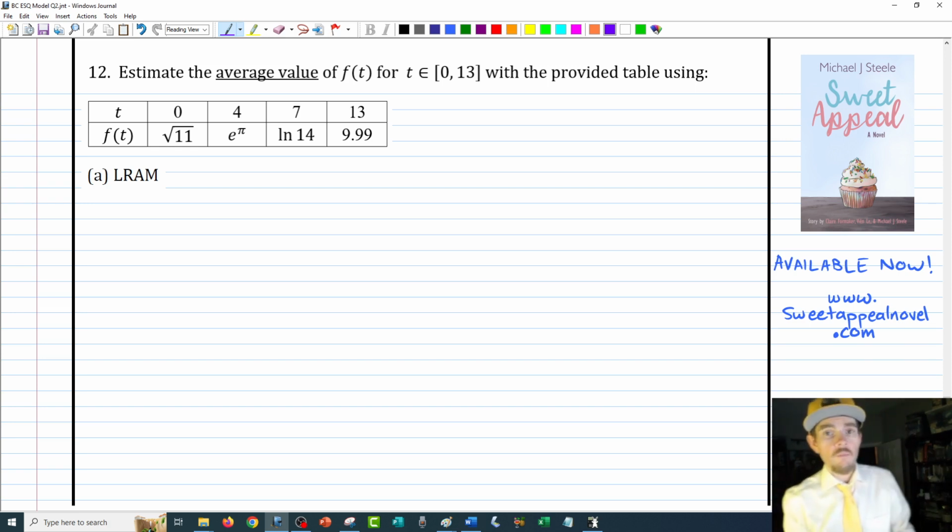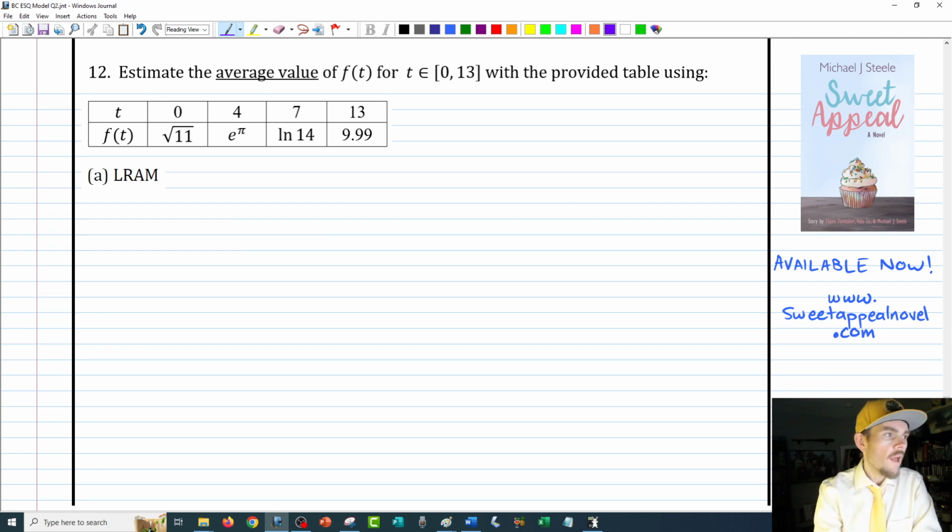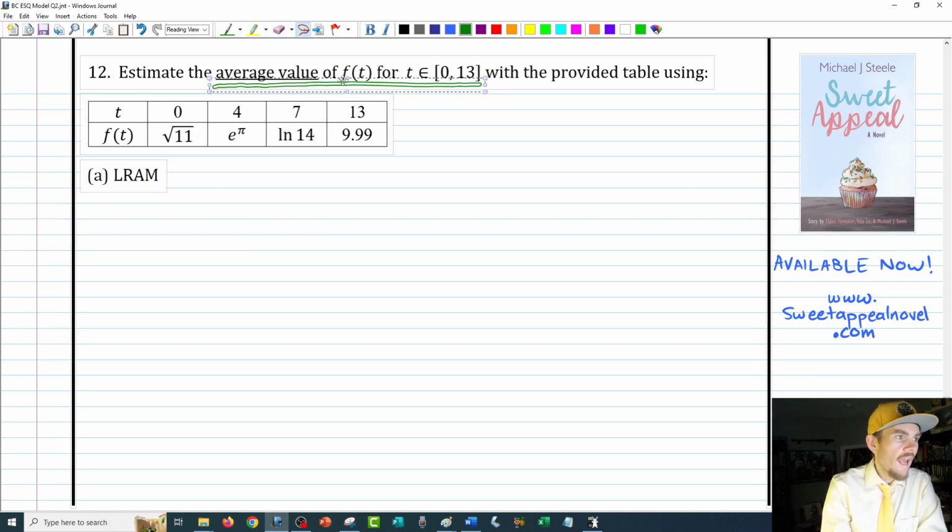We have the approximation methods. The first one's LRAM, second one's RRAM, third one's trapezoid. Those will cycle throughout the weeks, not in any pattern, but they will cycle. But then it's also tacked on in here. I thought this was a smart move on my part. It's also tacked on the request for you to find the average value of the function. So we have to do both things.